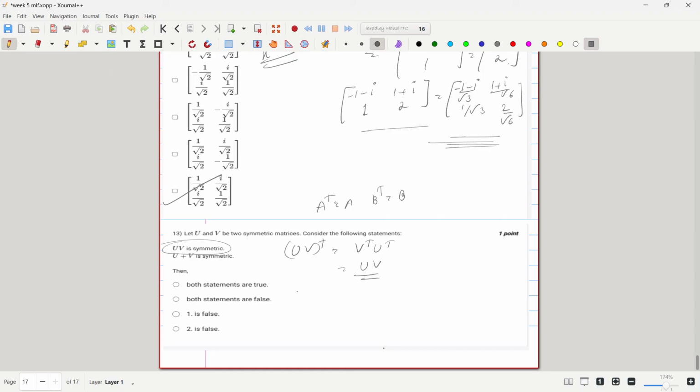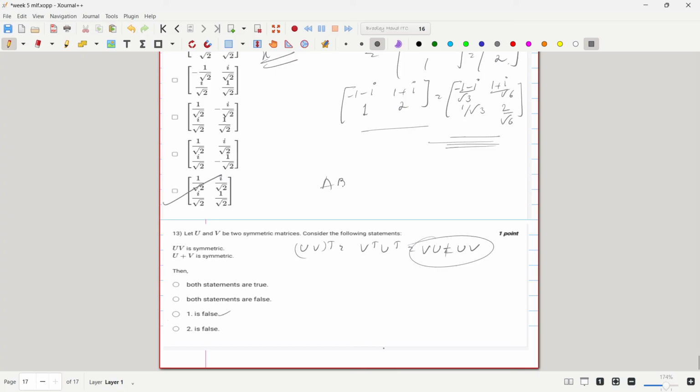So both statements are true. See, U plus V is not symmetric. Okay, U transpose plus V transpose. Sorry, wait. See, UV transpose will be equal to V transpose U transpose. So VU is equal to UV. Generally this is not possible with complex numbers. So the first statement is false.